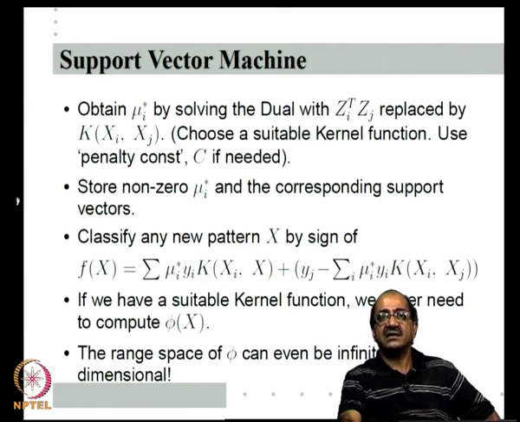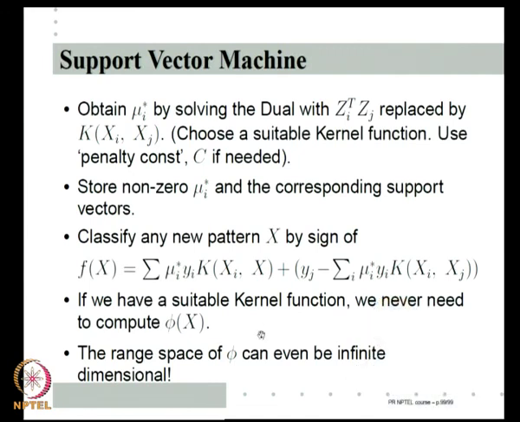This represents my classifier. Once I solve them, I am now ready to work. You give me any new pattern x, this is what I calculate and I classify it by the sign of this. So, if we have a suitable kernel function, we never need to calculate phi(x) for any x. What does this mean? For all I care, the range space of phi can be infinite dimensional. I never go there. Okay.